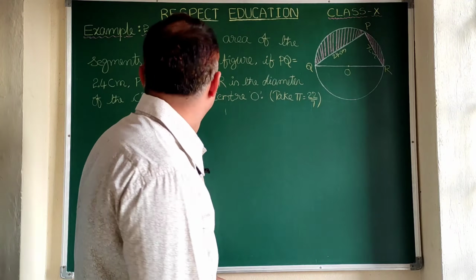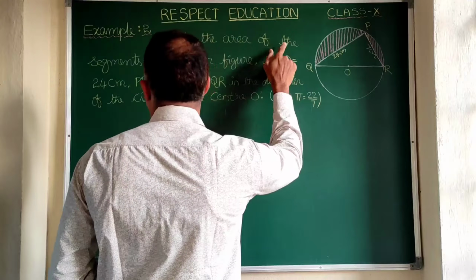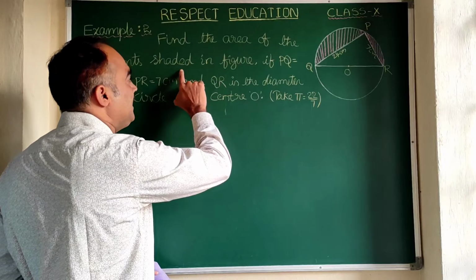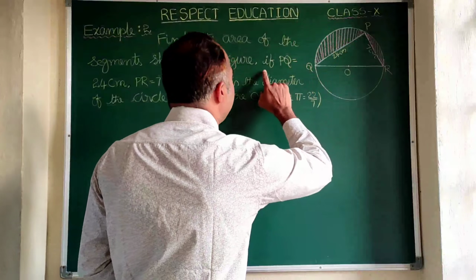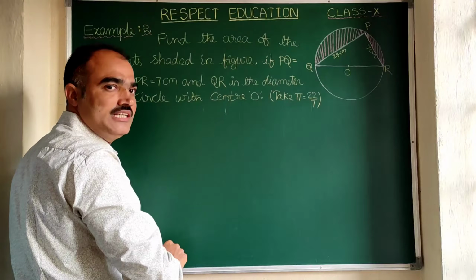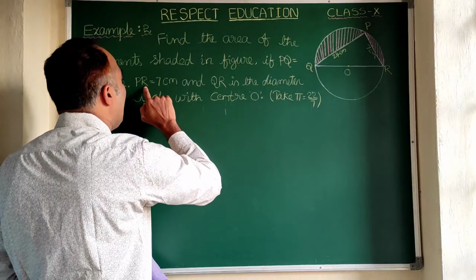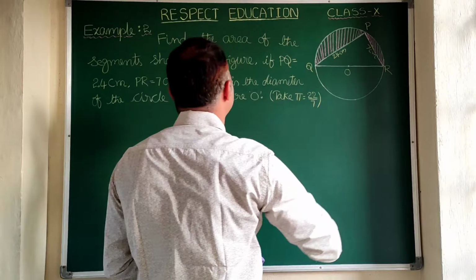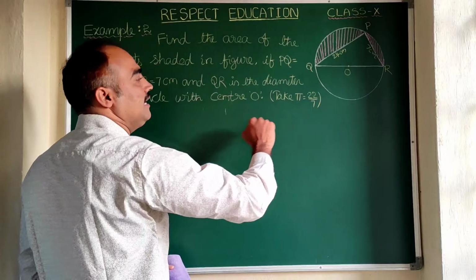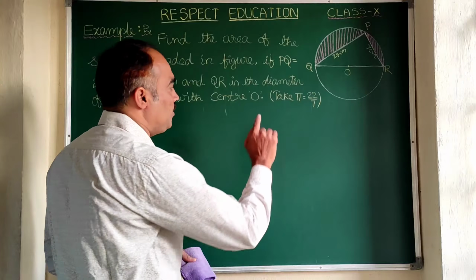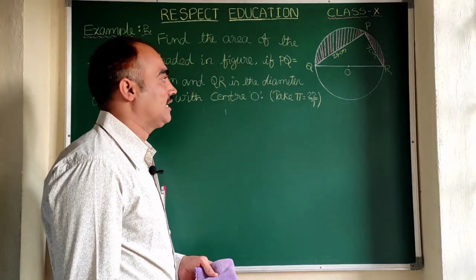Now we see example 2. The question is to find the area of the segments shaded in this figure. See, these are the segments. If PQ is equal to 24 centimeter, here the length of the chord PQ is given as 24 centimeter and PR is 7 centimeter and QR is the diameter of the circle with center O. Use or take pi equal to 22/7 wherever it is necessary.